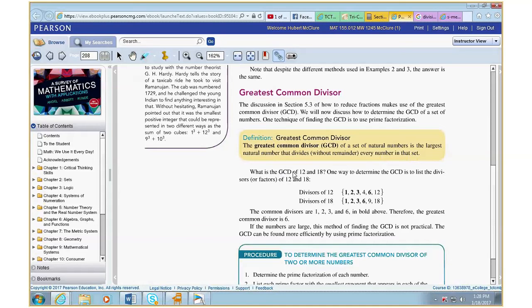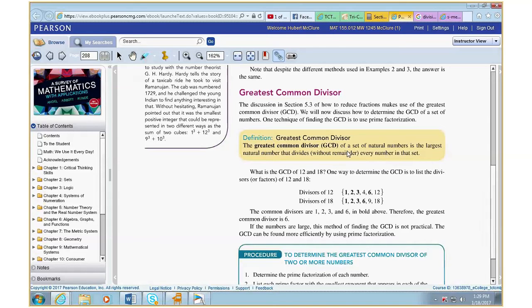So what is the GCD of 12 and 8? The greatest common divisor is the biggest number that will go into both numbers. Write that down. The GCD is the biggest number that will divide into your numbers, because you're going to be given two or three numbers, and the GCD is the biggest number that will go into all the numbers that you're given.